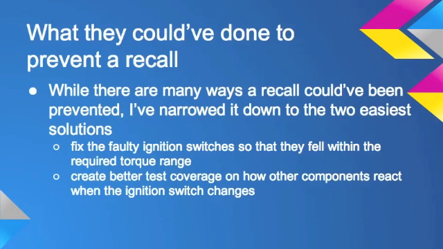What could they have done to prevent a recall? While there are many ways a recall could have been prevented, I've narrowed it down to the two easiest solutions. Fix the faulty ignition switches so that they fell within the required torque range, or create better test coverage on how other components react when the ignition switch changes states.